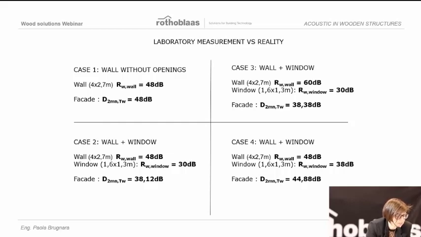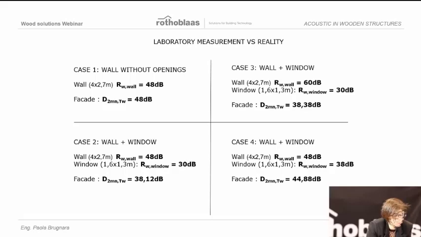The problem is that in this case we cannot work on the wall, so it does not make sense to improve the performance of the wall. In case 3 we can see that we have installed some improvement in the wall, and we have reached 60 decibel, but the final performance has not changed because we are always around 38 decibel. This is due to the fact that noise can pass through the window.